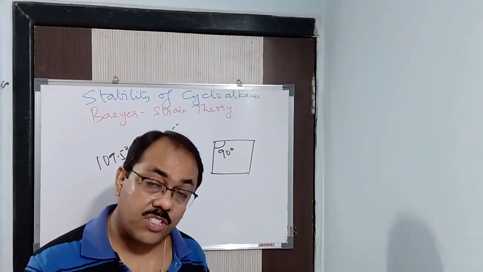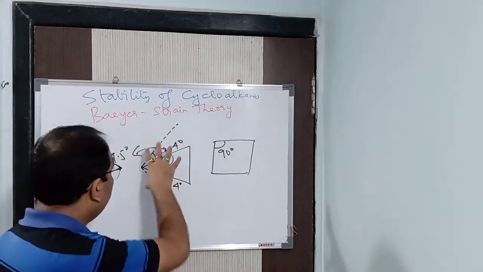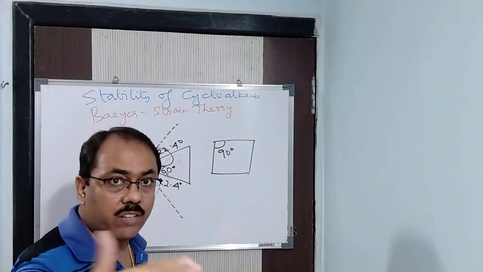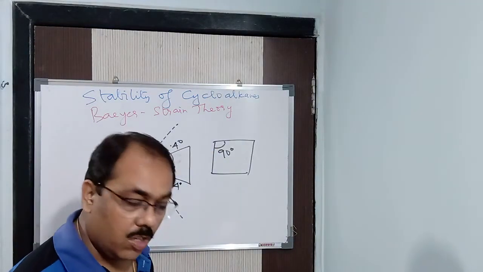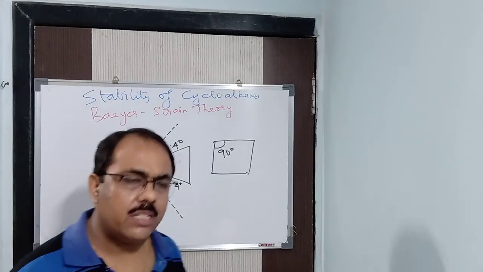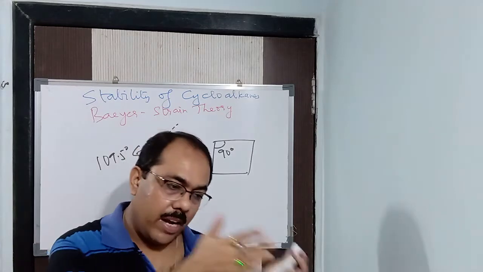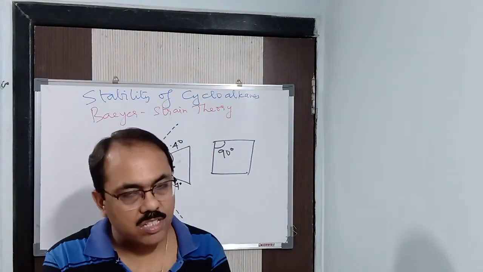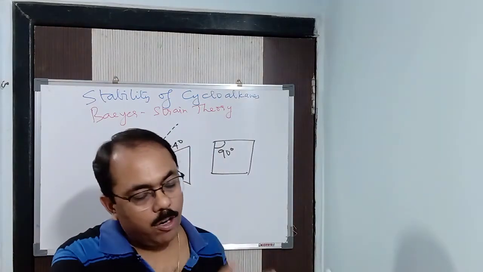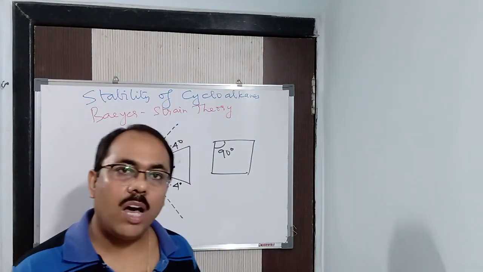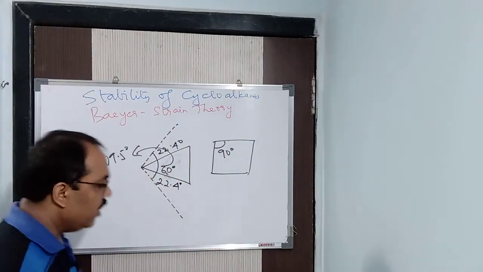Alright, so the amount of strain which will be developed from converting from 109.5 to 60, 90, a strain will be developed. Different strain will be there in different compounds. Okay, so that can be expressed in terms of angle of deviation. That is, how much it is deviating from 109.5 to come to 60 degree, or from 109.5 to 90 degree. So it is being calculated by angle of deviation.